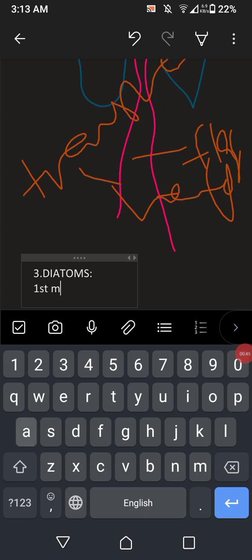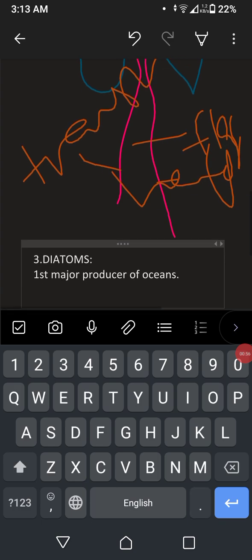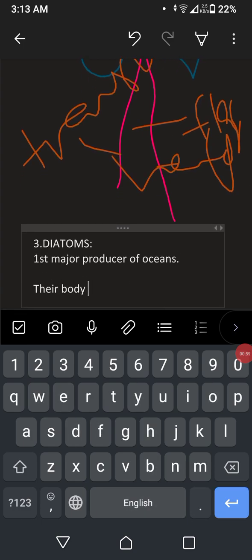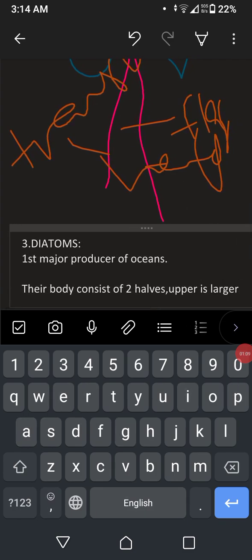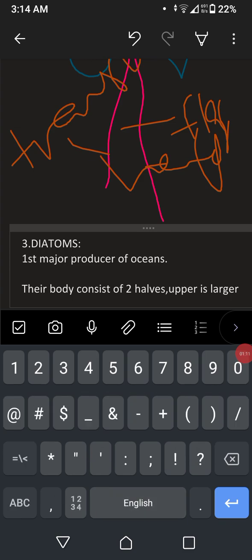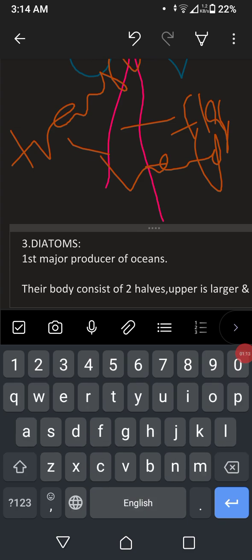So these are the first major producers of the ocean, and their body consists of two halves. Their body basically consists of two halves. Upper is larger and the lower part is smaller.